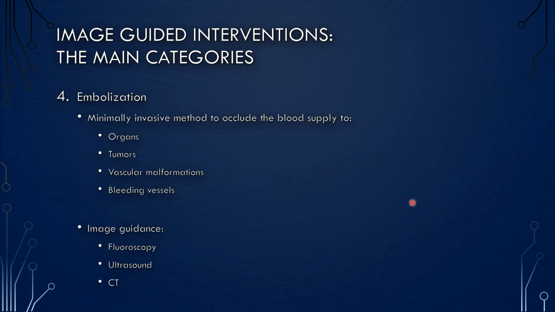Okay, so we talked about 3 different types of interventions: vascular, biopsies, and drainages. Now we will talk about embolization. Embolization is basically a minimally invasive method to occlude the blood supply to an organ or to different tumors or to a vascular malformation in the body or to a bleeding vessel. Why would we want to do that? We will talk about this in a second. The image guidance that we can use is either fluoroscopy, or sometimes we can use ultrasound or CT scan.